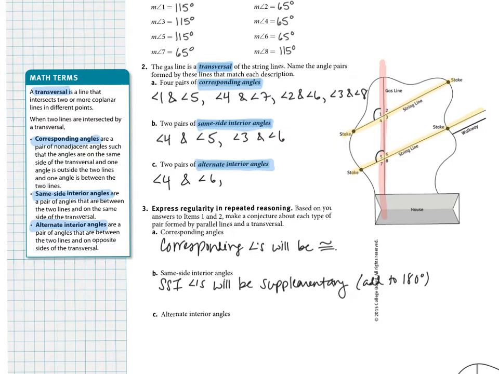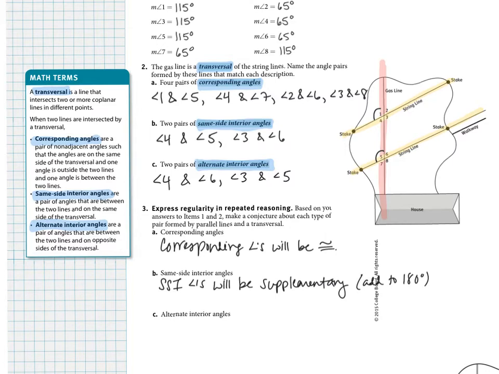Go ahead and pause the video so you can find the last pair of alternate interior angles. All right, hopefully you found angle 3 and angle 5. We can kind of see they're alternating, right? And they're on the interior of our two parallel lines.